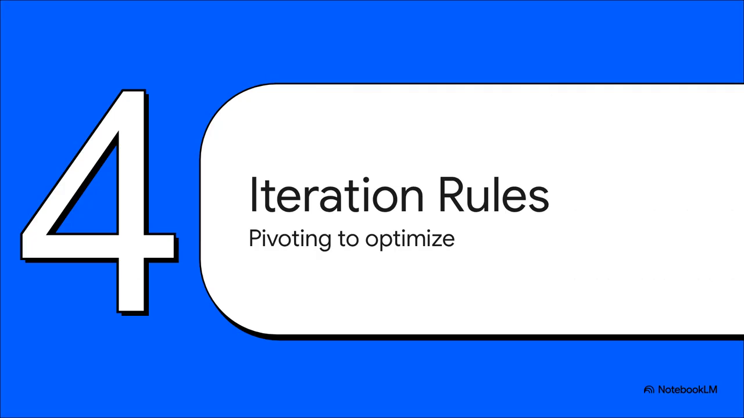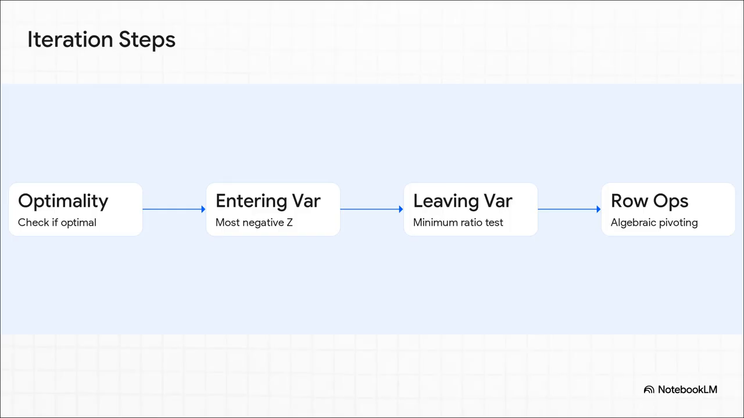All right, Section 4, iteration rules and pivoting. Let's get into the optimization hacks. Remember earlier when I said this was a dynamic loop? Well, we're going to chunk this iterative loop into 4 precise steps that you'll repeat until you achieve the absolute perfect product mix. Optimality, entering, leaving, pivoting. Let's break them down real quick.